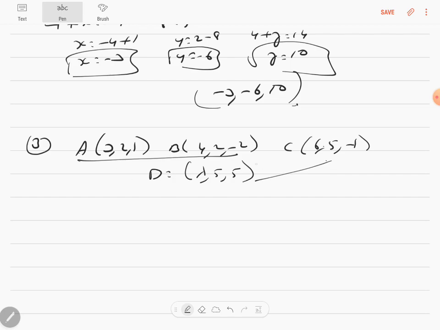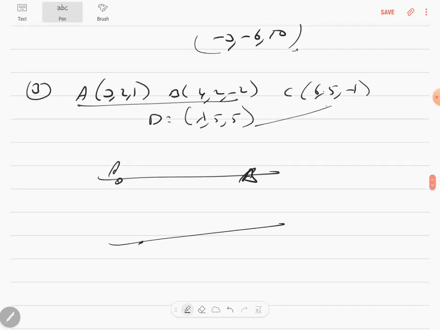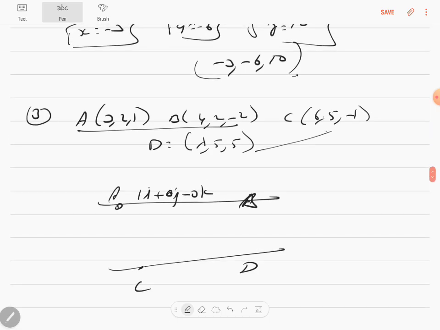You have to form a line with A and B, and form a line with C and D, so that you can check if they are coplanar. Correct? Even if they give it as points, you know that you have to frame a line with AB and a line with CD. What is AB? Subtract and say it's 1i plus 0j minus 3k. Correct? Yes. Let's do CD.